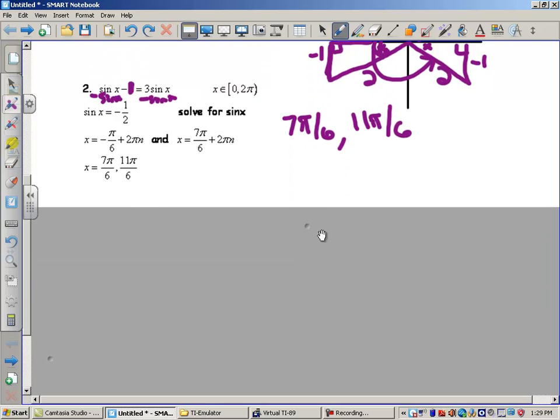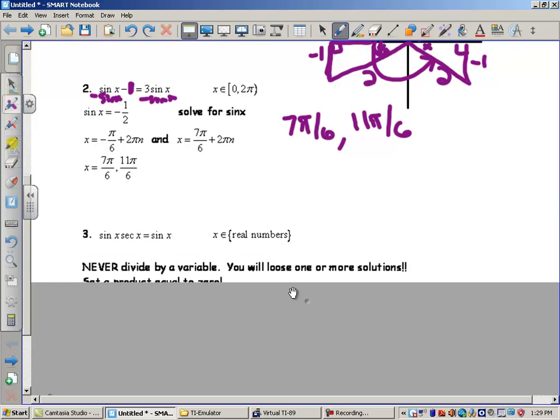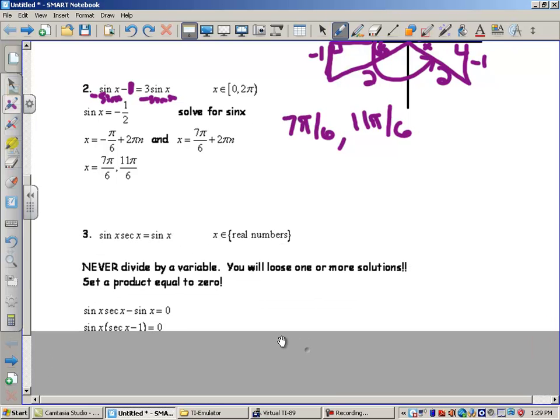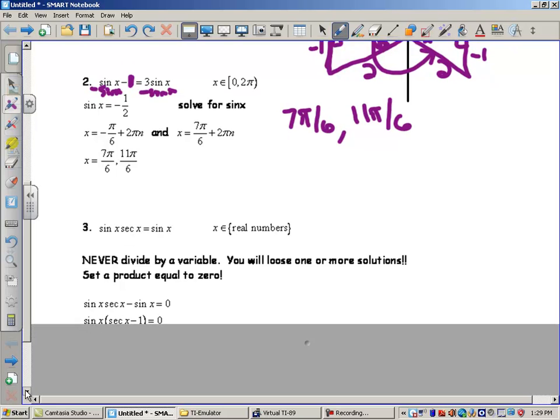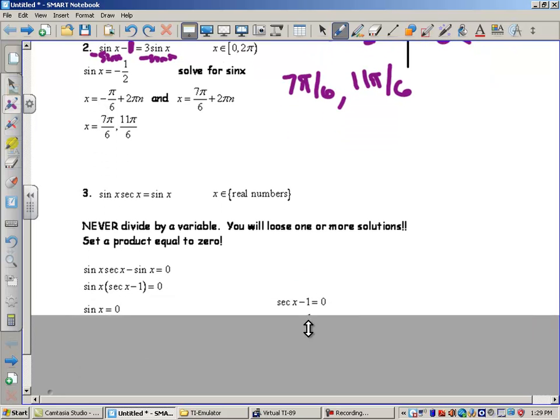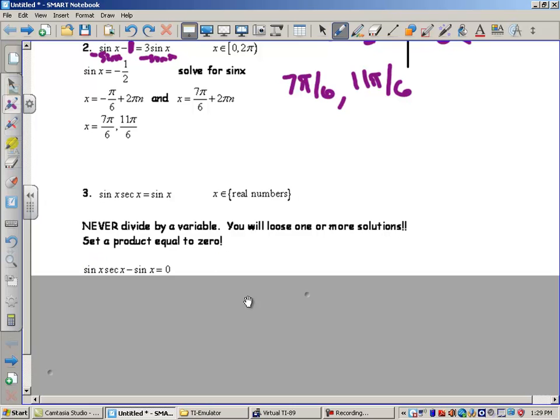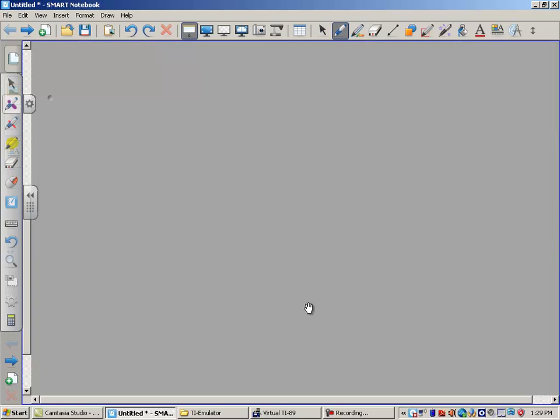Okay, last example before I show you how to do something on the calculator. I don't ever want you to divide through by a function or divide through by a variable. You want to get things on the same side of the equal sign and then factor it out. When you divide through by sine x, you will definitely lose one or more solutions.